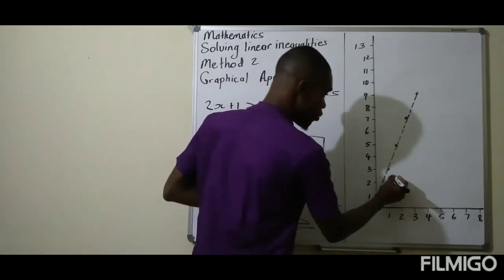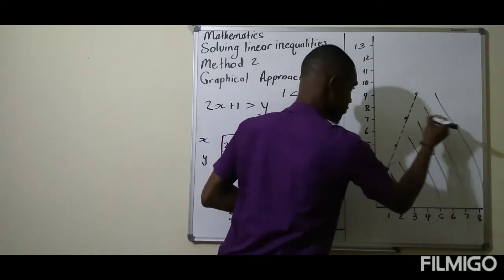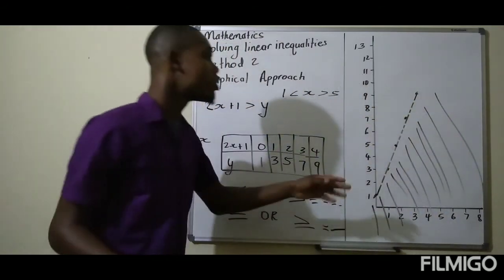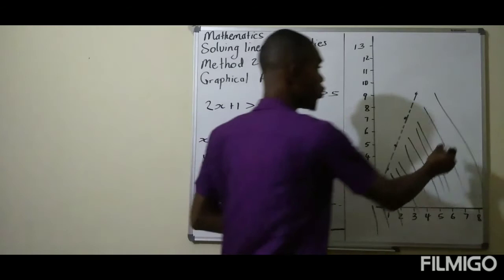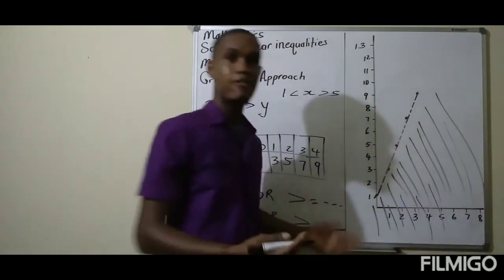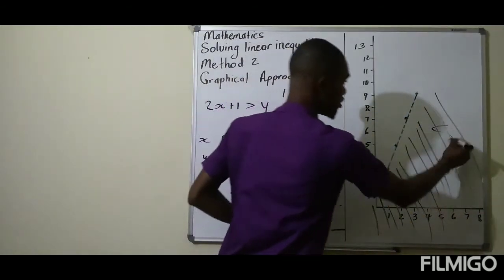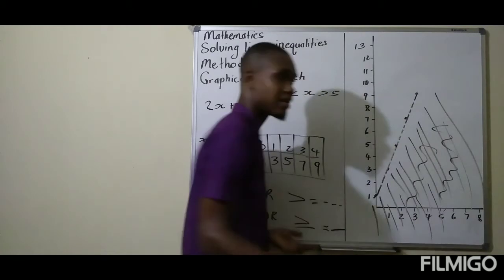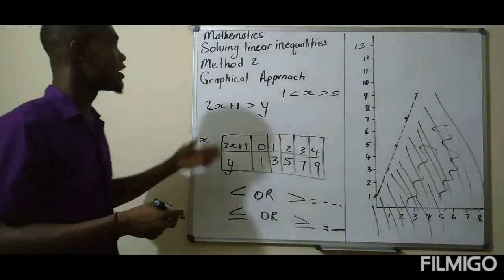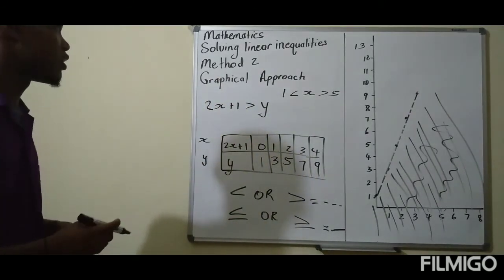So it means that when you are going to shade, you shade below the line. Generally, when y is less than the thing, you will normally end up shading below the line. You can use any form of shading. You can make simple lines like that, or if you want to zigzag it throughout, that's perfectly fine as well. So that's basically how you represent solving linear inequalities with the graphical approach.